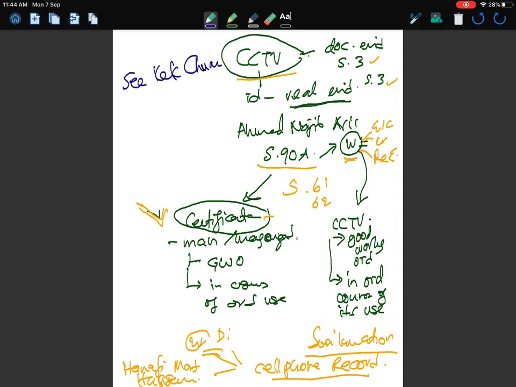Now, when you talk about evidence of CCTV here, there can be situation where failure to produce the CCTV could be fatal in some cases. Look at the case of C. Kak Chuan. Right? C. Kak Chuan reflects the importance of you tendering the CCTV. Otherwise, presumption of section 114G can be invoked, yeah, if you fail to produce the CCTV.